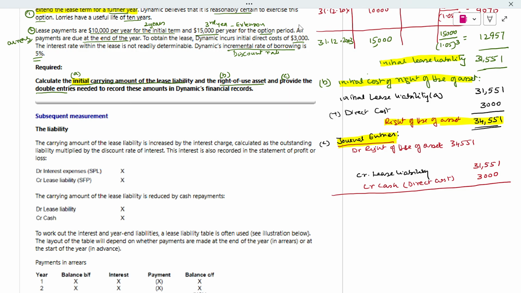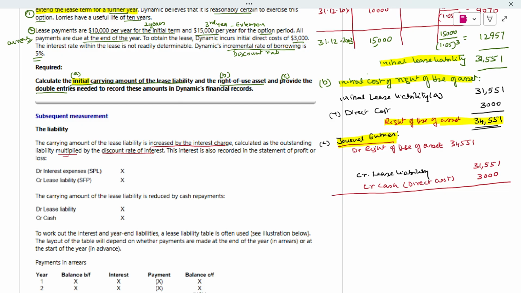Now, subsequent. What have you done? You have taken it for 3 years. What will happen when you have taken it? Whatever the outstanding amount, on the outstanding amount they will charge interest. Closing balance, year-end closing balance: calculate as the outstanding liability multiplied by the discount rate. We are not dividing, multiplied by the same incremental rate.